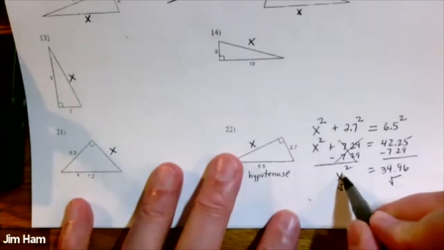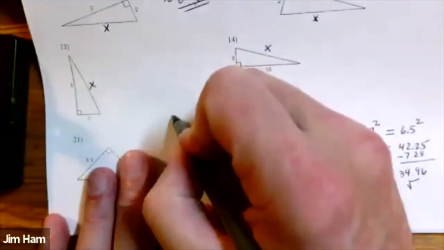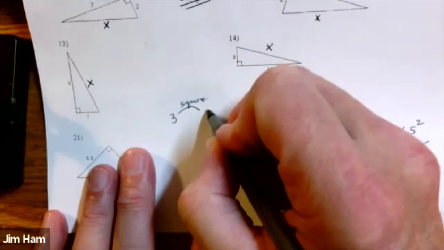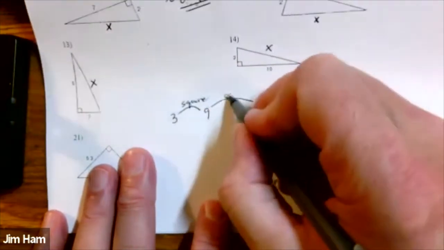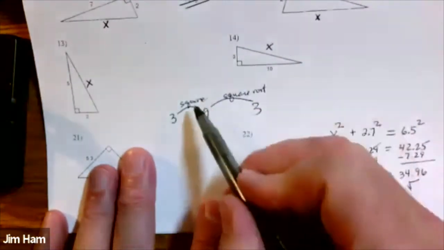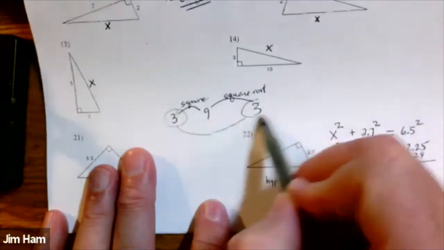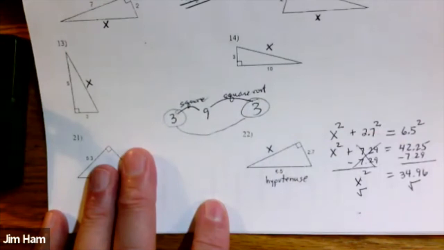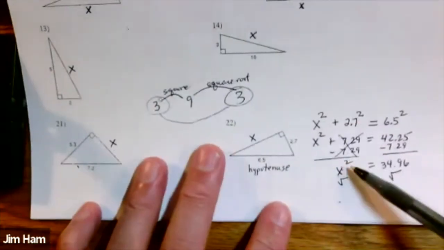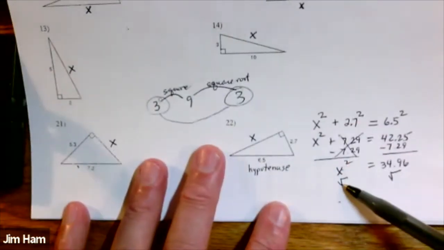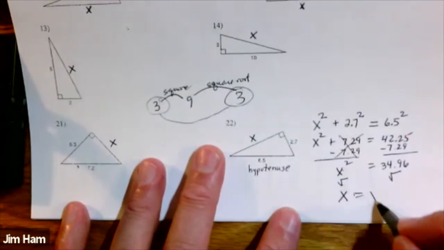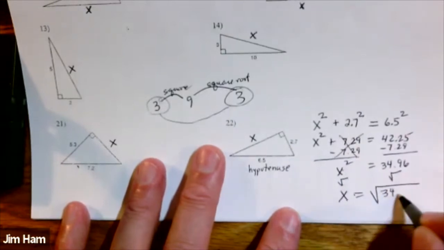If you take the square root of x squared, if you just think about it, if you start with 3 and you square it, you get 9. If you then take the square root of 9 is 3. So the squaring and then taking the square root, you start with something, you're going to end with the same something if you apply those two operations together. So if x is already squared here, if we then take the square root, we're left with x. And then we have the square root of 34.96.